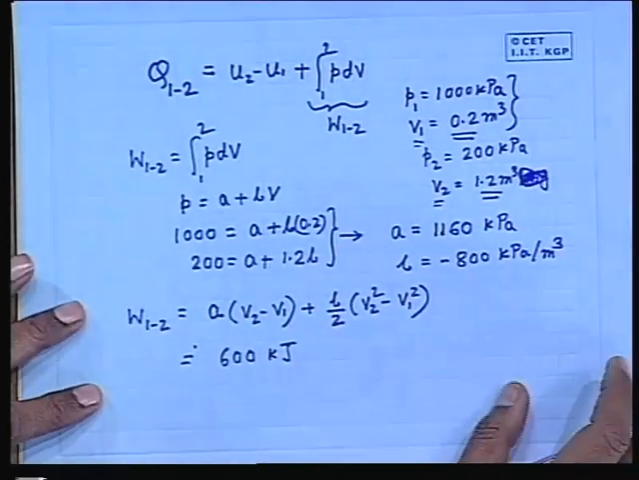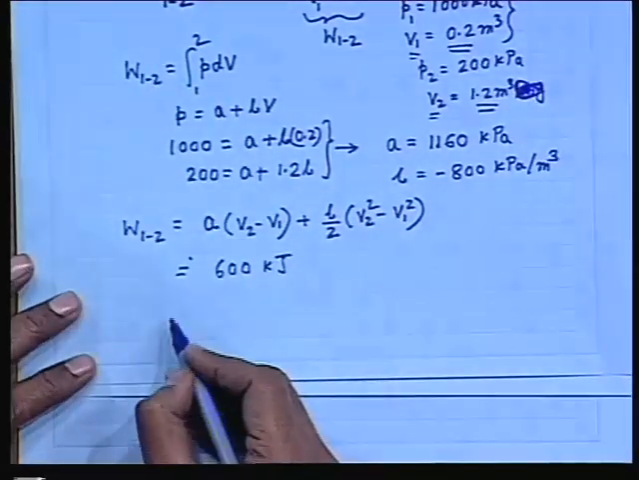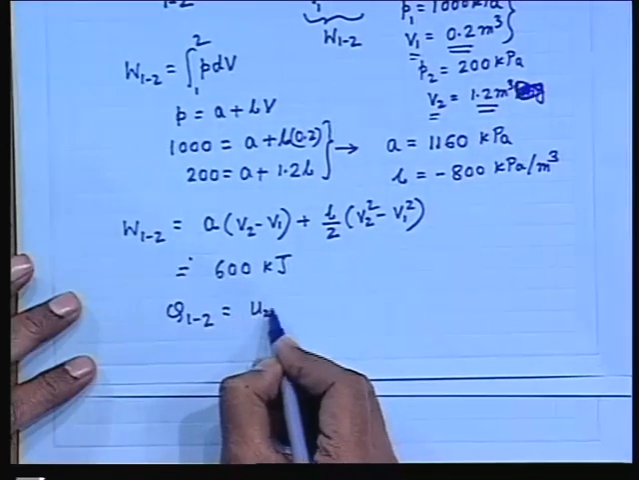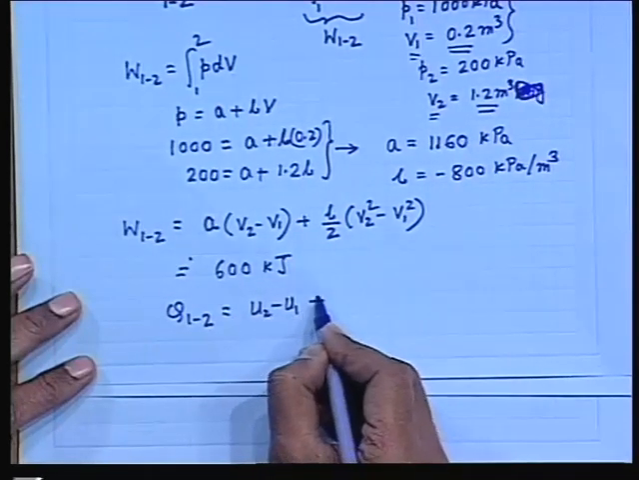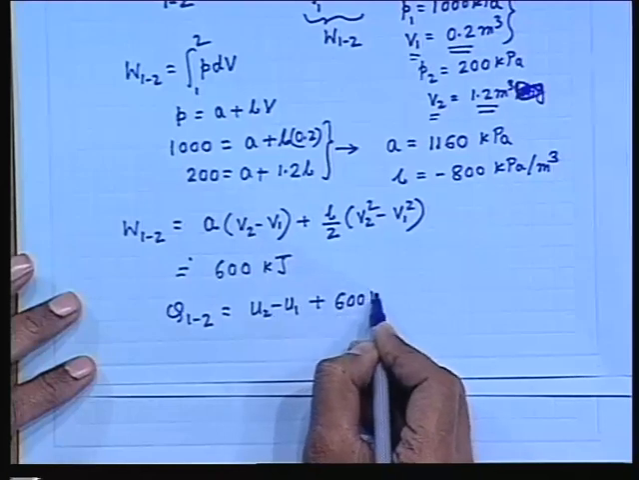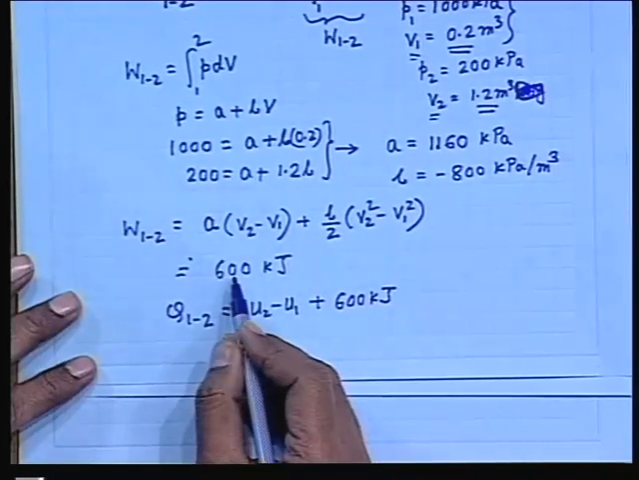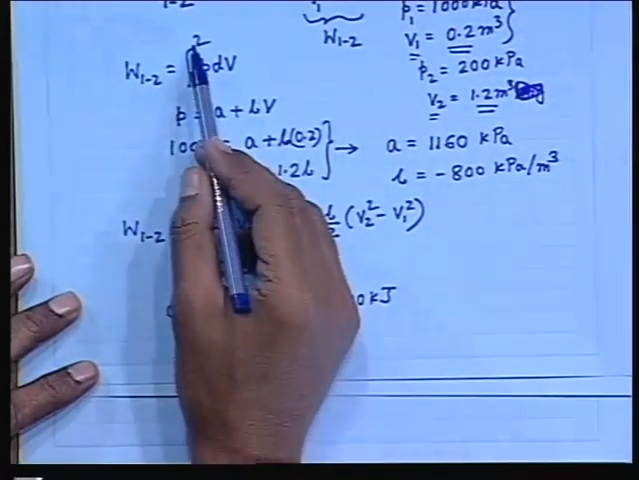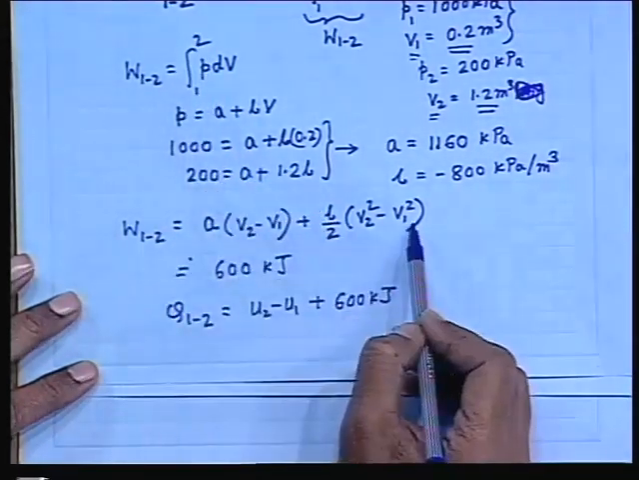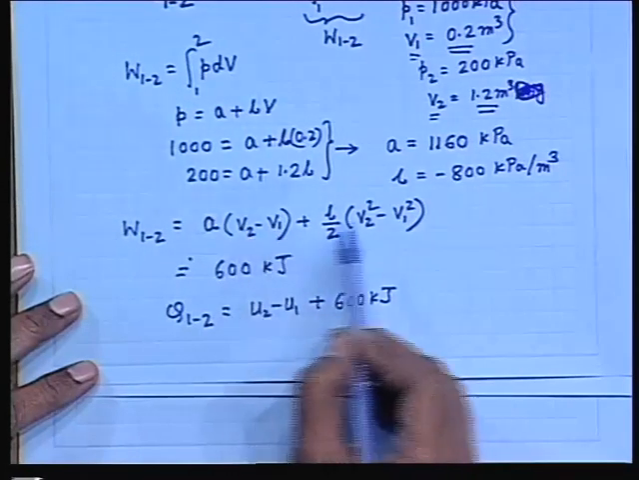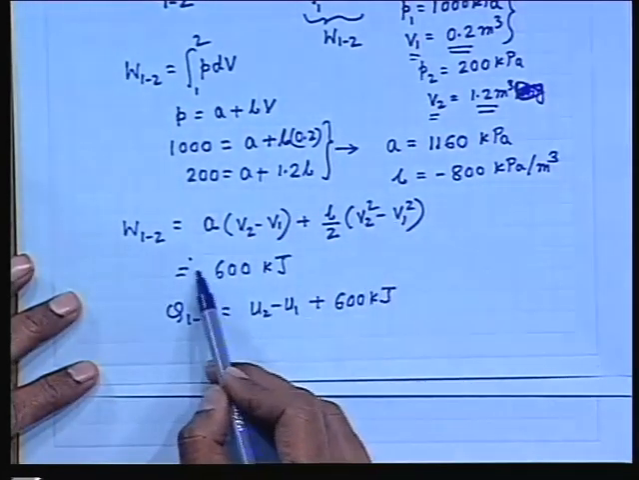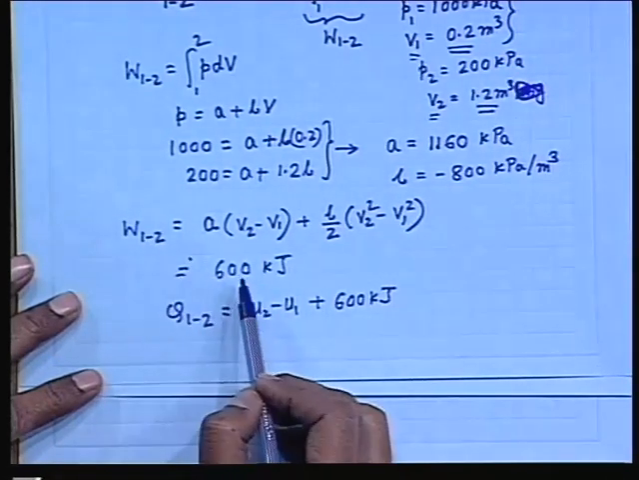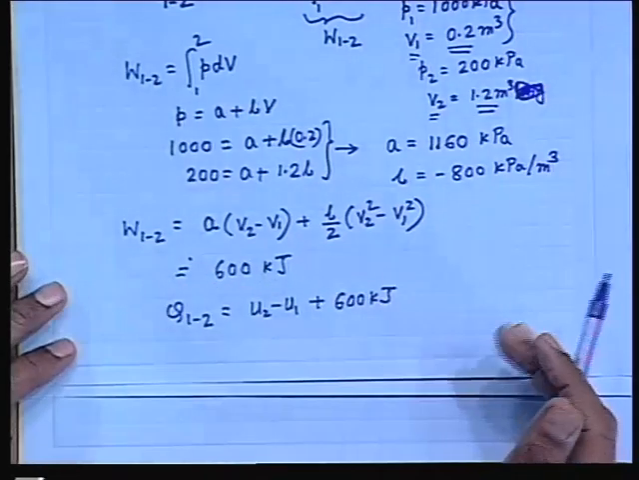Now what is Q12? U2 minus U1 plus W. Now here W is coming to be plus, so this sign automatically comes. When you integrate this, we put the limit final minus initial. So final is the upper limit, initial is the lower limit. So depending upon the final and initial values of V, the sign of this quantity is determined. So it is determined as a positive quantity, which physically signifies that work is coming out of this system.